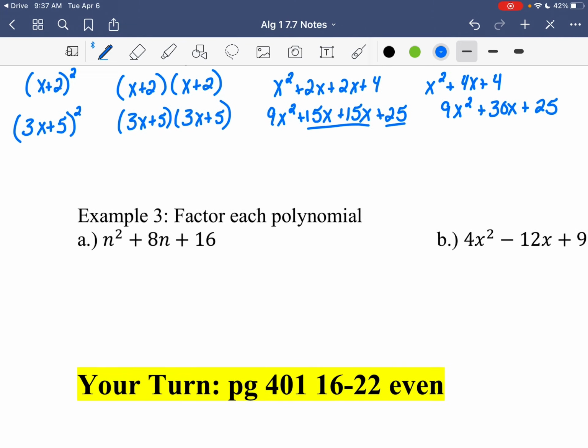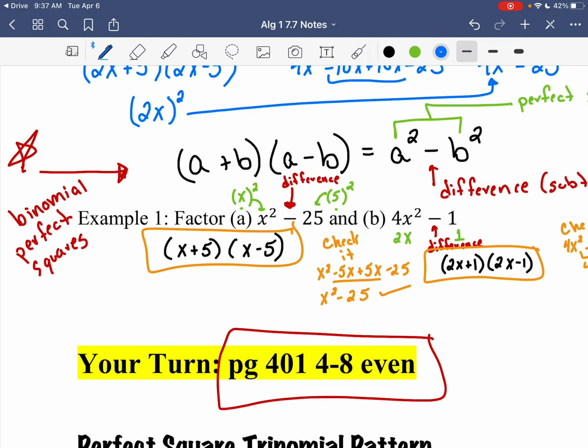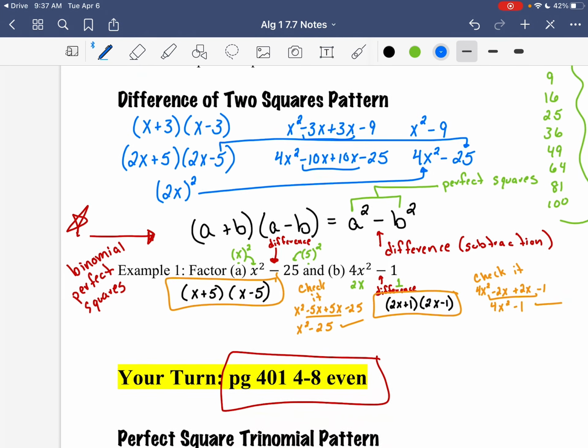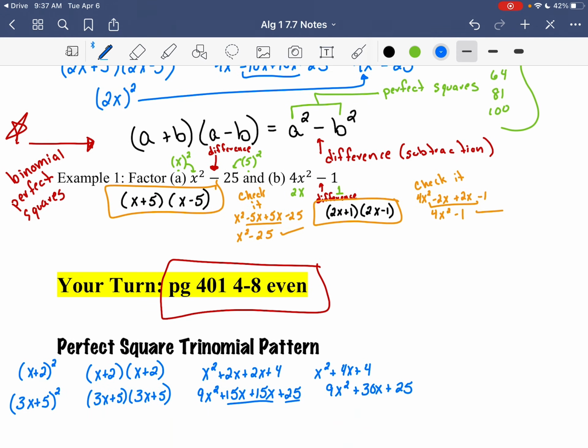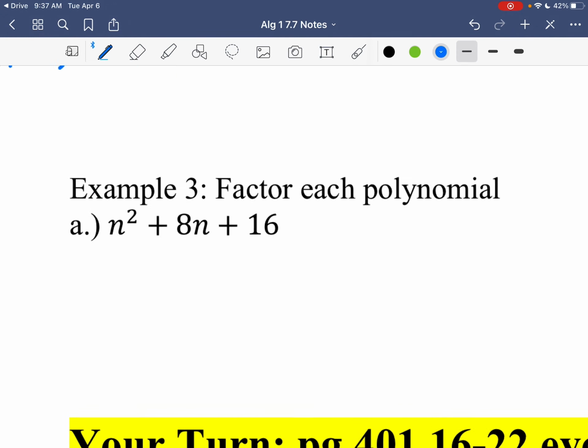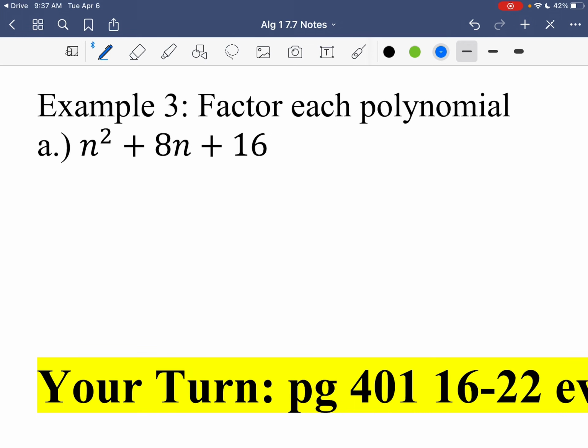What I notice is I'm always looking for perfect squares, because if I have perfect squares, I know it factors by difference of two squares, and that's a nice pattern. So in factoring this one, we have n squared plus 8n plus 16. The first thing I'm going to notice is this n squared is a perfect square. That's the square of n. This 16 is the square of 4.